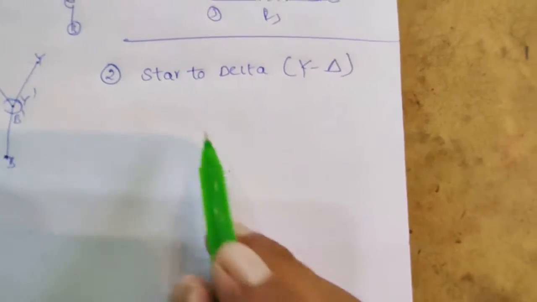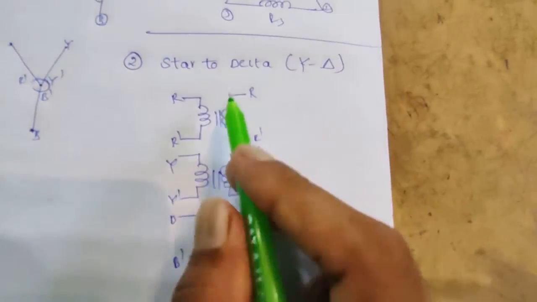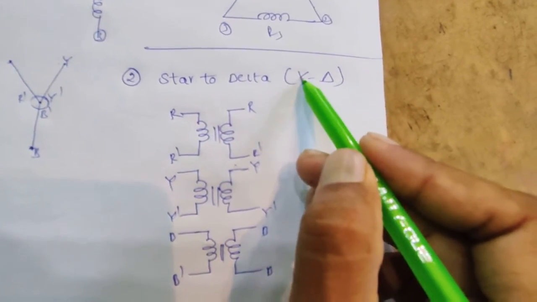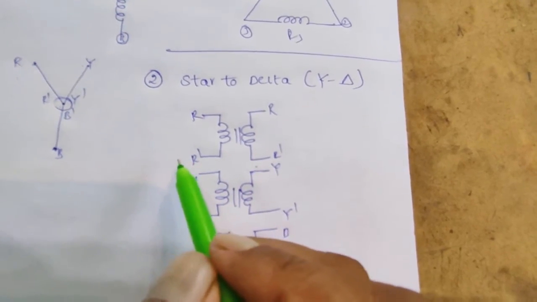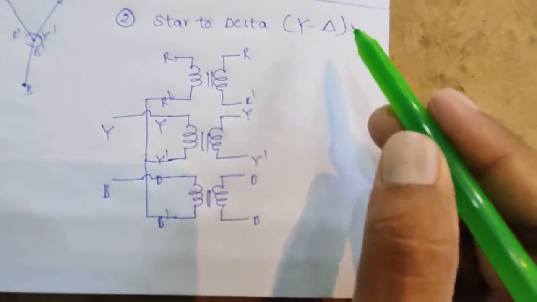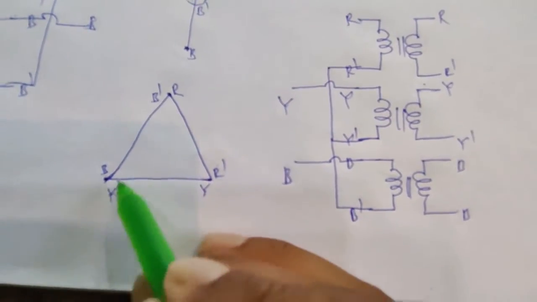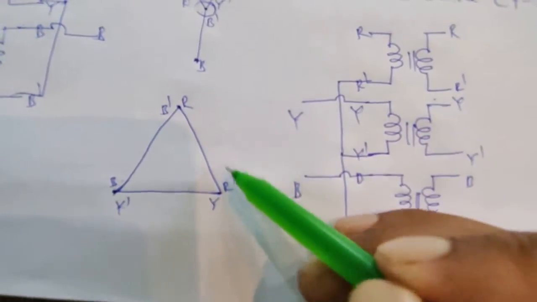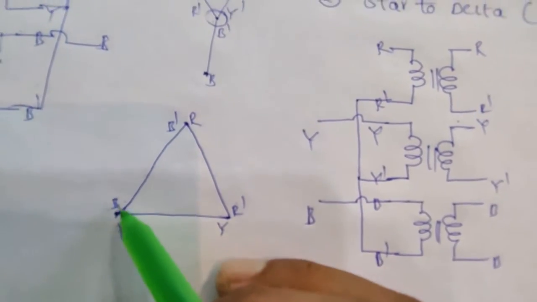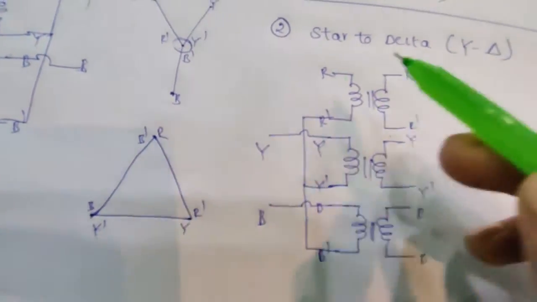Then second one, star to delta connection. We have to draw the transformers. This is the connection, actual transformers. At first, we have to connect the star as usual. This is the star connection. Coming to the delta, let's observe this delta. R dash, Y dash, B dash. B dash and R are connected. R dash and Y are connected. B and Y dash are connected. So this connection we have to connect like this.